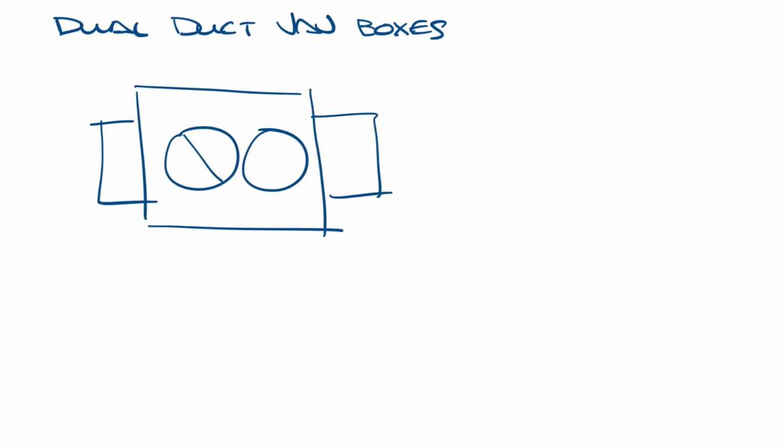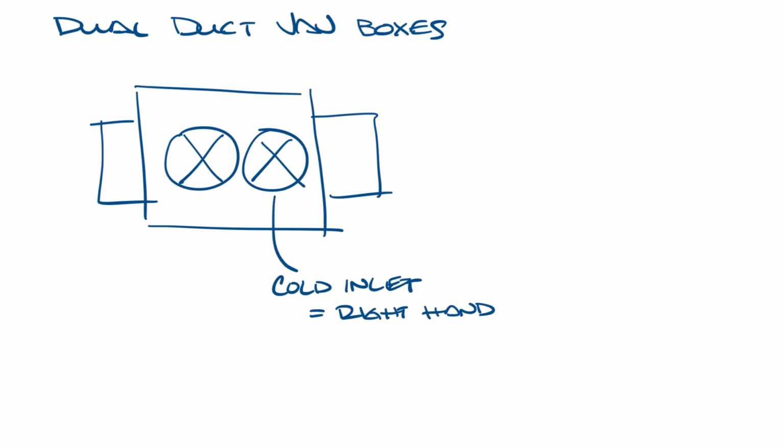Dual duct boxes are a little different since you have controls on both sides. To determine the hand of a dual duct box, look for the cold inlet. The side that has the cold inlet on it is the hand of the box. Let's move this over one more time.